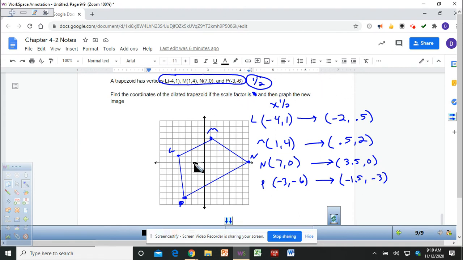So negative 2, 0.5 is like right there. That's my new L. 2, 0.5. There's my new M. 3.5, 0. That's my new N. Negative 1.5, negative 3. And there's my P. And if you look, our new shape shrunk. And that's what dilating is. It would have gotten bigger if we would have doubled it. So if we multiply by a fraction, it gets smaller. If we multiply by a whole number, it gets bigger.